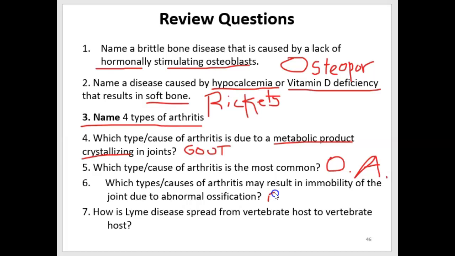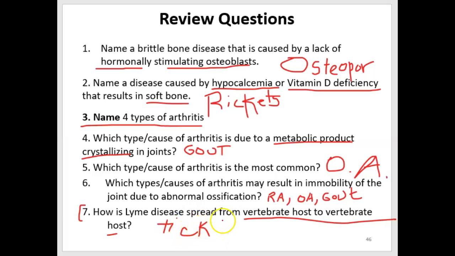Well, we typically think of RA for that. But truthfully, if things are severe enough, so could osteoarthritis. You could get immobility, and you could with gout as well. It depends on how long it's progressed without any kind of treatment. And then number 7 asks you, how is Lyme disease spread from vertebrate host to vertebrate host? And that's through tick bites. And the ticks have bacteria.